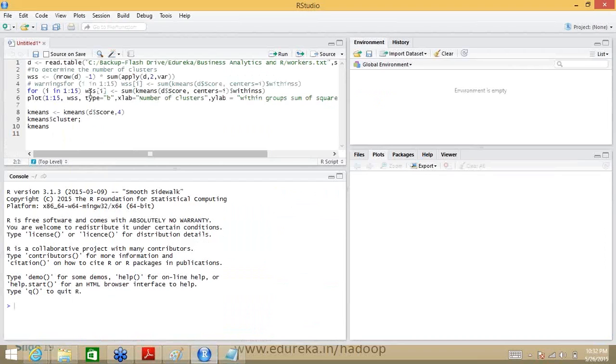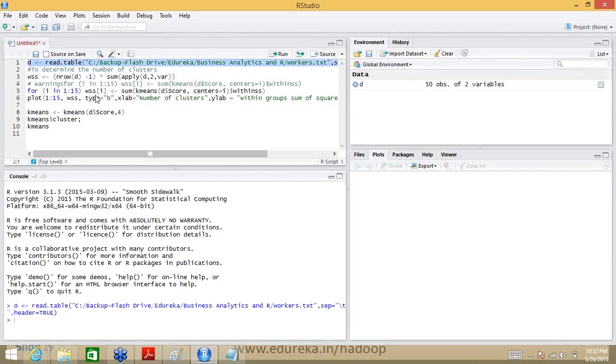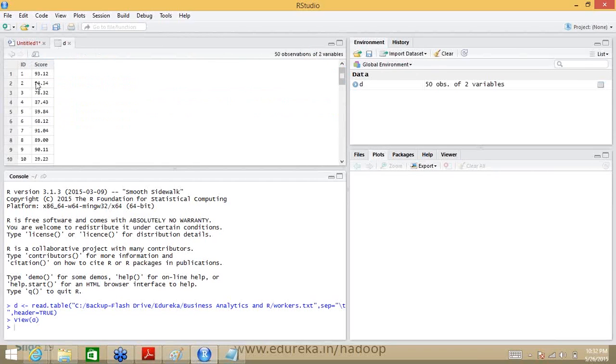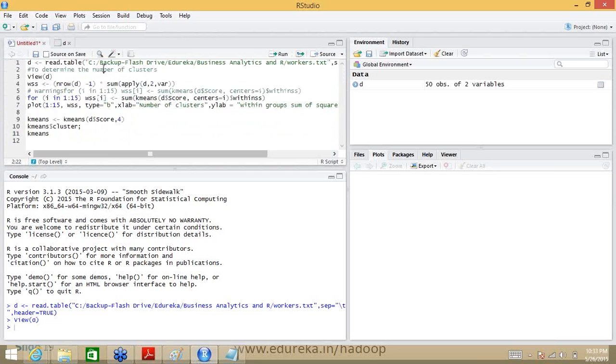Okay, this is my code in R to determine the number of clusters. So I'm loading the file, okay? And if I do View(d), this is my data set. What you saw just now, we have got it loaded into a data frame in R, right?